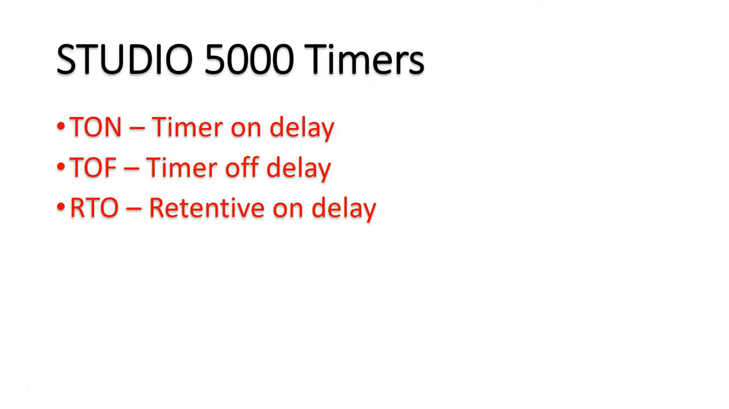Studio 5000 has three types of timers that we'll be looking at. The TON, which is the timer on delay, the TOF, the timer off delay, and the RTO, which is the retentive on delay timer. Now today we will only look at the TON, and we'll look at the TOF and RTO in a future video.